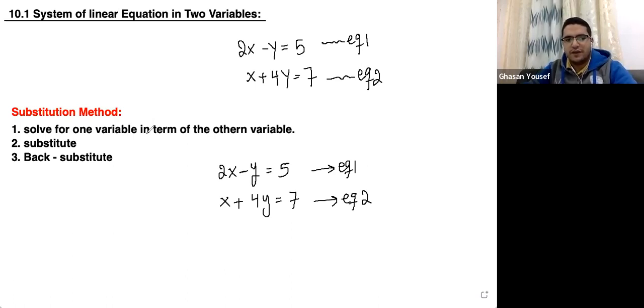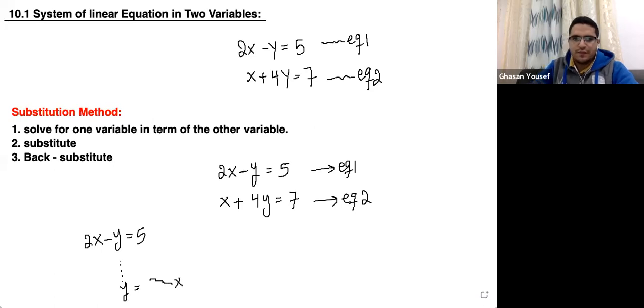First of all, we have to solve for one variable in terms of the other variable. So I'm going to choose equation number 1 and solve it for y in terms of x. Equation number 1 says 2x minus y equals 5. I'm going to solve it and make it y equals something in terms of x. To do this, we have to move the y and the 5 to the other sides.